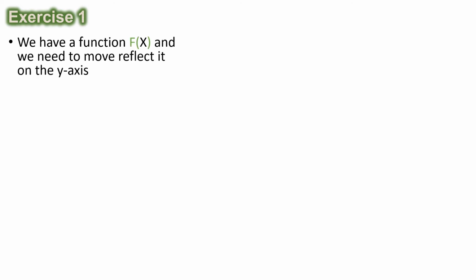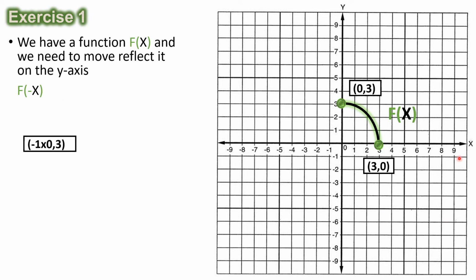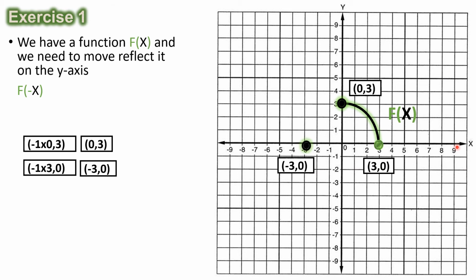Exercise 1. We have function f of x and we need to reflect it in the y-axis. This is f of x. To reflect it in y-axis, we have f of negative x. Negative 1 times 0 and 3 remain the same, 0 and 3. The new point will be here. Then this point, negative 1 times 3 and 0, will be negative 3 and 0. So the new point will be here. And you see that? Just like a mirror. Imagine the y-axis as a mirror.